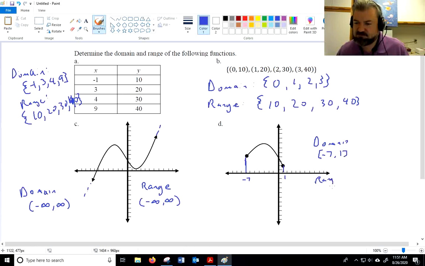And the range, now if there's no dot at all, you can assume that's a closed endpoint, and we're really just estimating here. We would need an equation to be exact, but it looks like the range of y values goes from 2 to 7. So we're going to say that our range is 2 to 7.